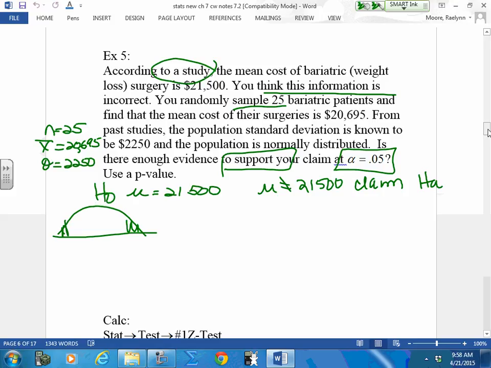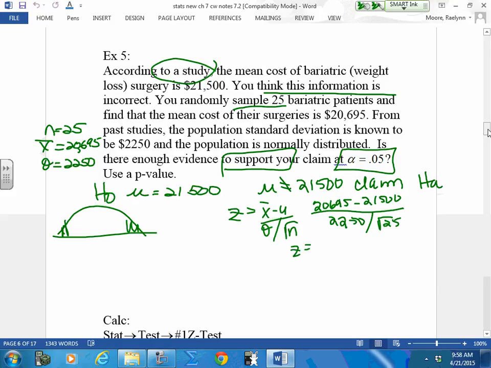How do we find a p-value? Find your z-score. Good. So let's use your z-score. Remember, you have a sample, so you're going to have to change your standard deviation. Plug this in: your sample mean minus your population mean over your standard deviation divided by the square root of 25. And they come out with a z-score of negative 1.79.